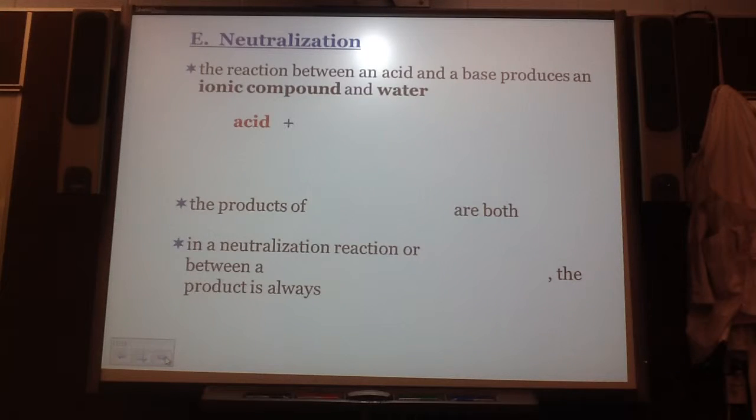So think about it. Acid plus a base gives you a salt plus water. See? Told you. I'm excited about neutralizations. Okay, so for example, let's say we have HCl plus KOH.